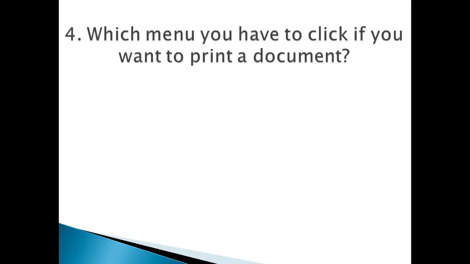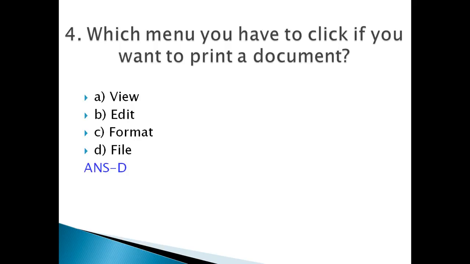Number 4. Which menu do you have to click if you want to print a document? Options are View menu, Edit menu, Format menu, File menu. Menu means that is of 2003. In 2007, it is called Ribbon. So, which menu do you have to click if you want to print a document? View menu, Edit menu, Format menu, File menu. To print the document, the option print is in File menu. That's why the answer is D.